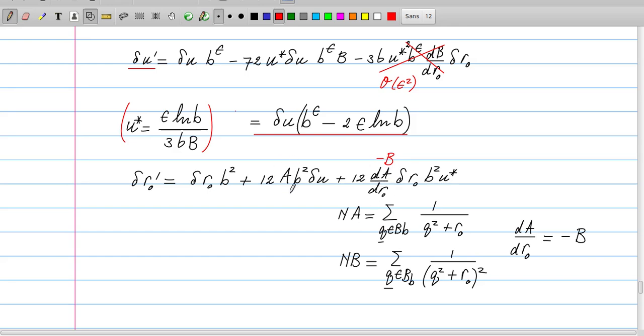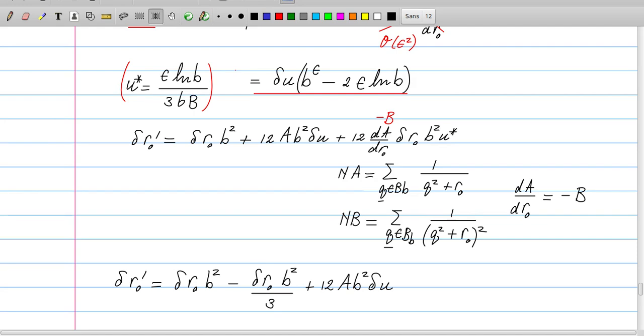However, this one will remain. Indeed, if we use the fact that dA/dr0 is minus B, and we use the specific form of u star that we know, then we obtain this simple equation for delta r0 primed. It has 2 terms that are proportional to delta r0, and there is a contribution which is proportional to delta u.